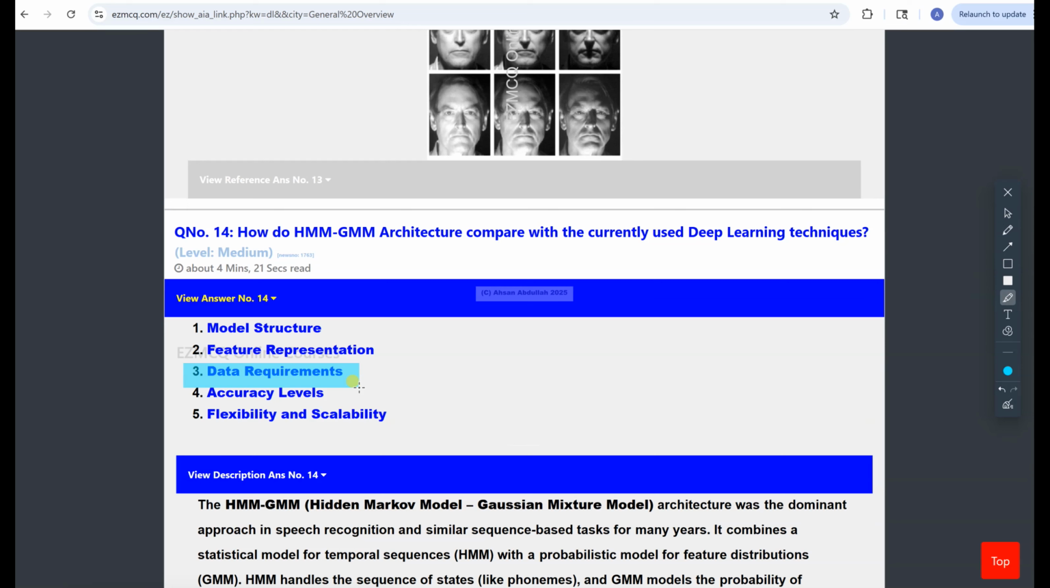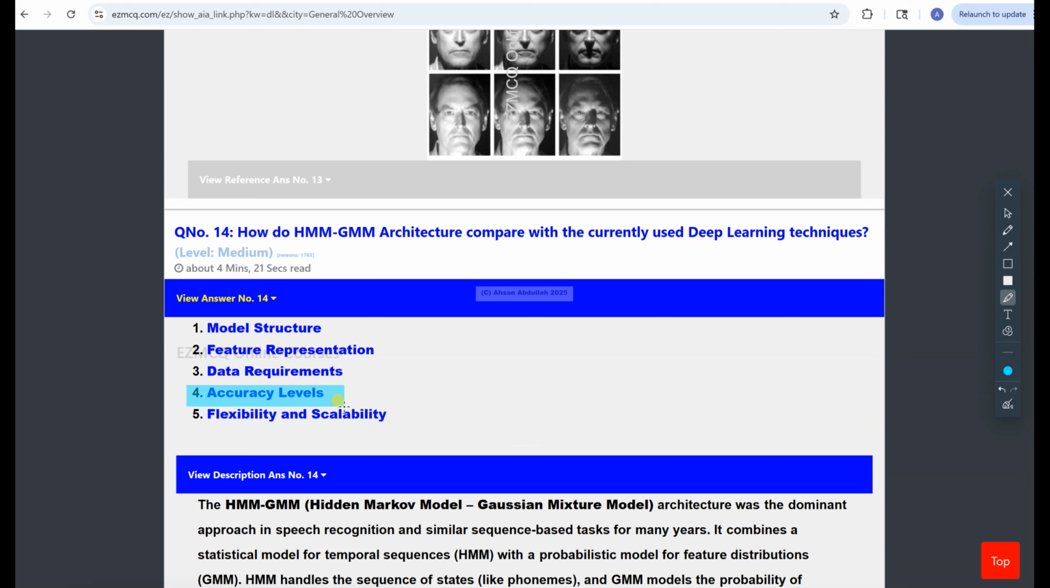which the HMM and GMM lack. So you should not be discouraged when people say, "What is special about this? This has been around for 50 years." That is not the case. That is ancient stuff. Accuracy levels: deep learning techniques generally achieve higher accuracy as compared to HMM and GMM, especially in noisy data or complex environments.